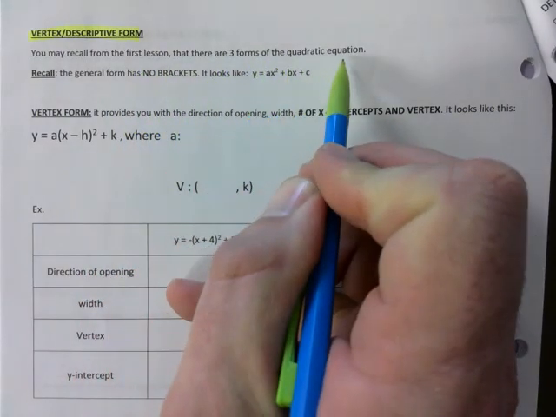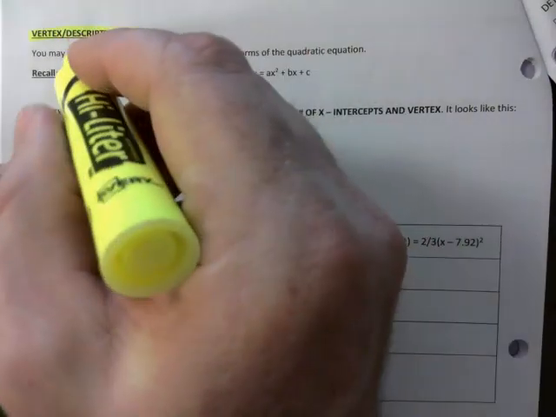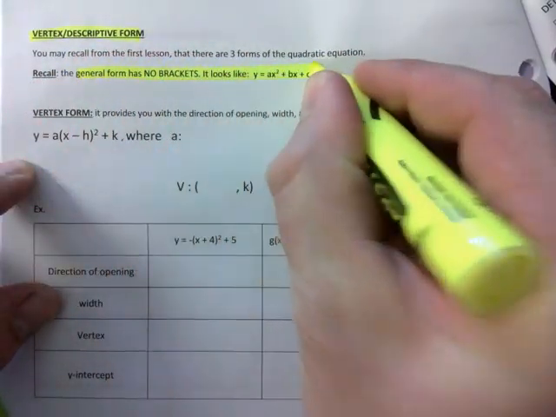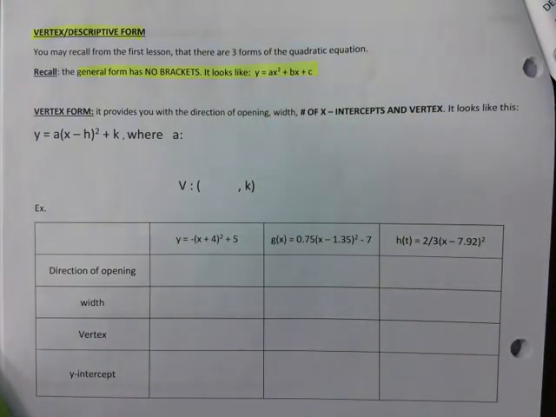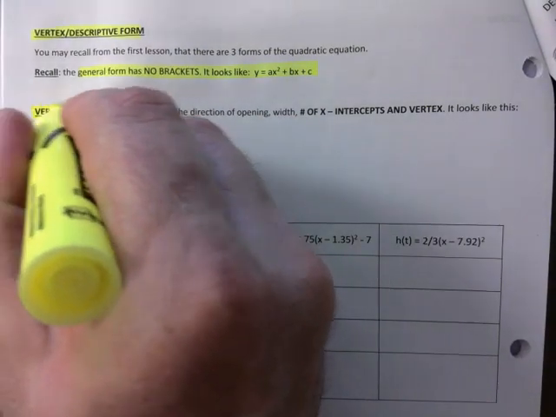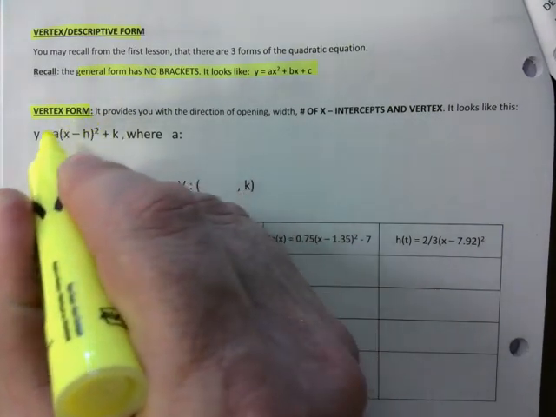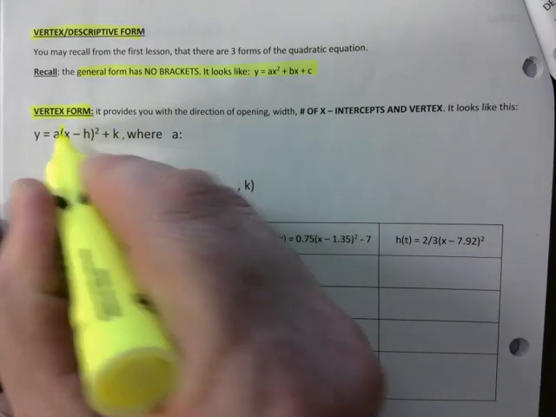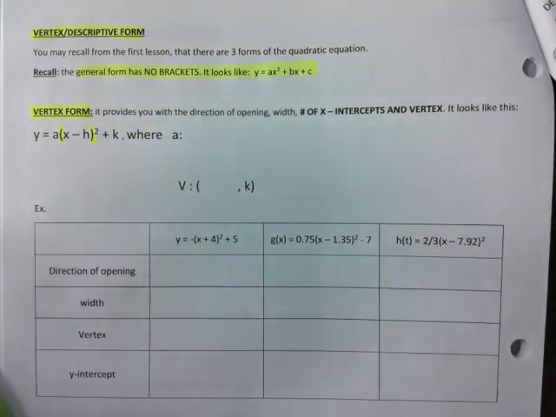So there are three forms of the quadratic. The general has no brackets and looks like that. We've seen that a lot. But now we're talking about the vertex form, okay? So how do you know it's in vertex form? When you have brackets like this, you have a set of brackets there, and then a number just tagging along like that.